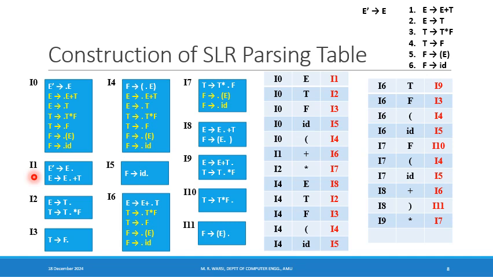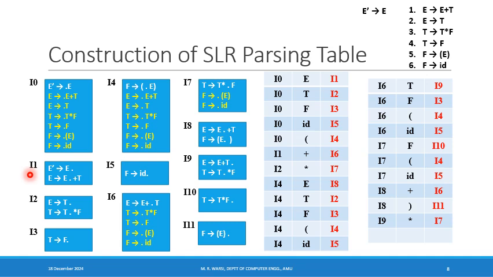Now we take the closure of this. Here after the dot I do not have a grammar symbol, and here after the dot I have a terminal symbol. So even after taking the closure, no more LR0 items will be added to state number 1, and now my state number 1 is complete.